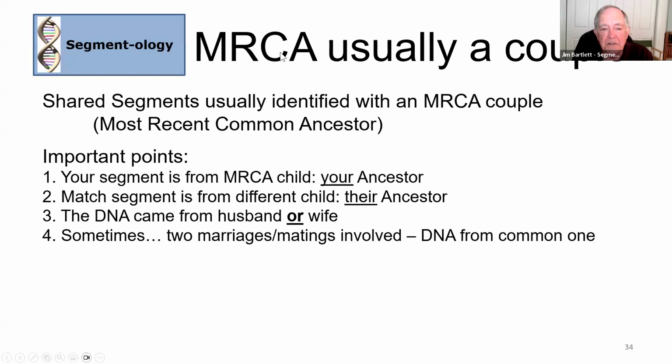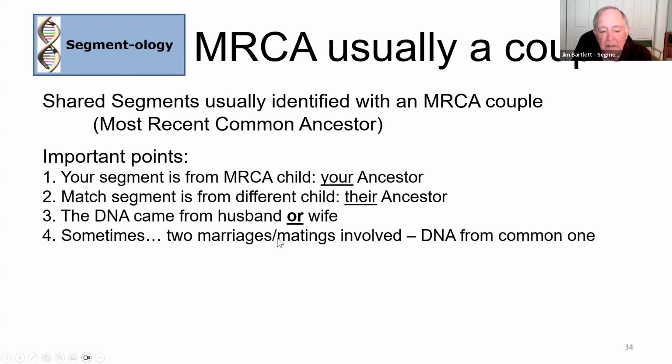Another concept here is the most recent common ancestor is usually a couple, okay? A husband and wife team. You descend from one child, that's your ancestor of the MRCA couple, and the match's segment is from a different child, which is their ancestor. And so the DNA that you share with the match comes from either the husband or the wife, not both. It comes from one or the other, okay? At this point, you don't know which one it is. All you know is that you have this couple that it came from.